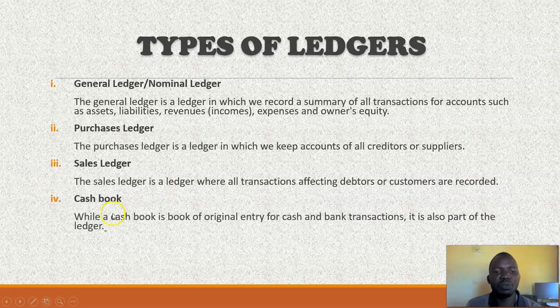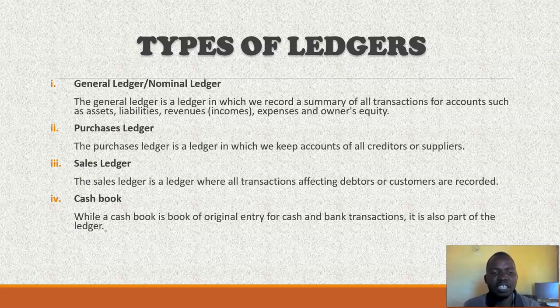The other one, cash book. Well, what we know is that a cash book is the book of original entry, where we will find cash account and the bank transactions being entered. But it is also a part of a ledger. Do you know why? There are some transactions whose double entry system is completed within the cash book. What are those transactions? Transactions involving contra entry.